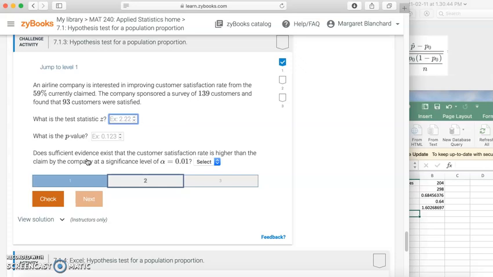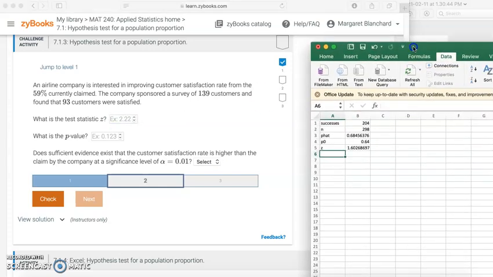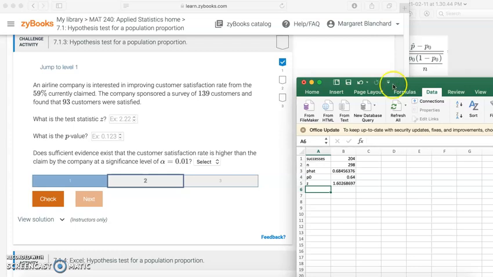An airline company is interested in improving customer satisfaction, similar problem, from the 59% currently claimed. The company sponsored a survey of 139 customers and found that 93 customers were satisfied. So we just need to replace some values in here, right? Because we're looking at the same thing, we just have different numbers. Those are different and that's different, but we're not going to change our formulas. The number of successes here are 93 that were satisfied.